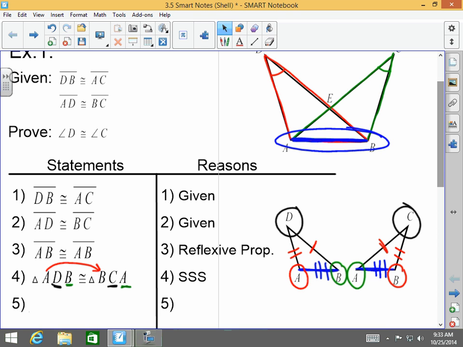And now, to prove that angle D is congruent to angle C, very simple, CPCTC. Corresponding parts of congruent triangles are congruent. So as you can see, separating it makes it a lot easier. Let's continue.